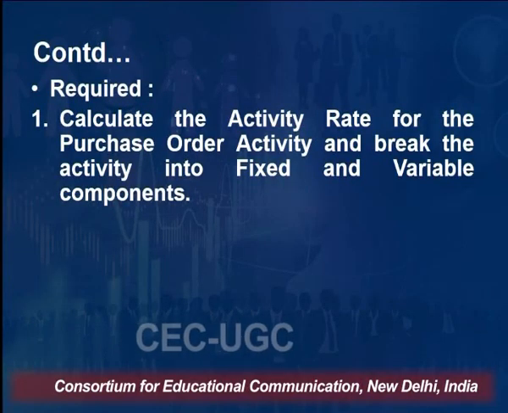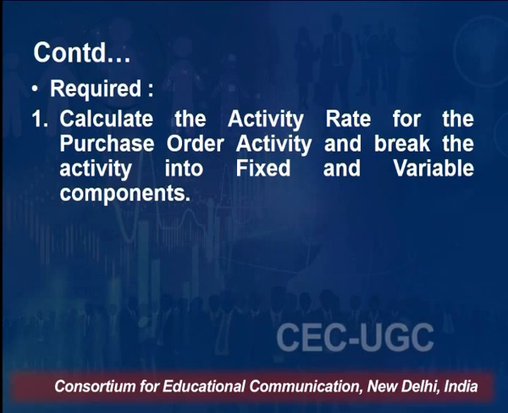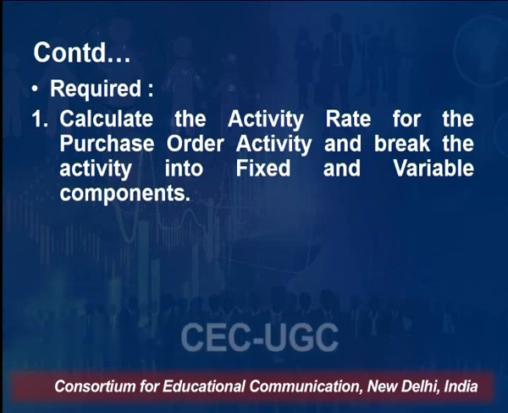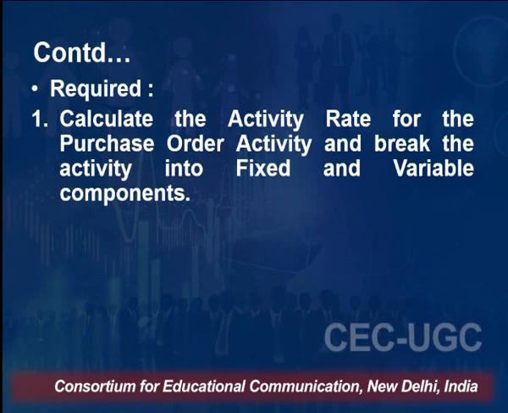Now what is required from us? They are asking us to calculate the activity rate for the purchase order activity, and we have to break the activity into two components, fixed and variable. So first of all, we have to calculate the activity rate, which is the second step after identifying the cost driver. Here they have given you the cost driver, which is purchase order activity. So the cost driver is already given in the question. We have to determine the activity rate, that is the second step, and then we have to segregate them into fixed and variable.